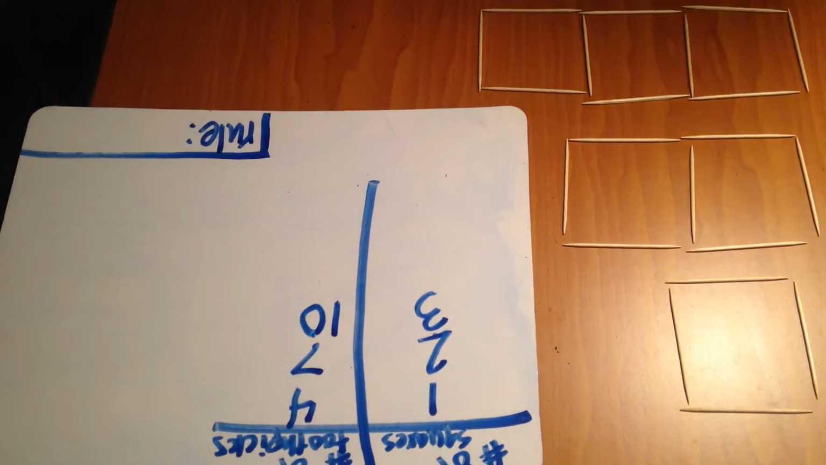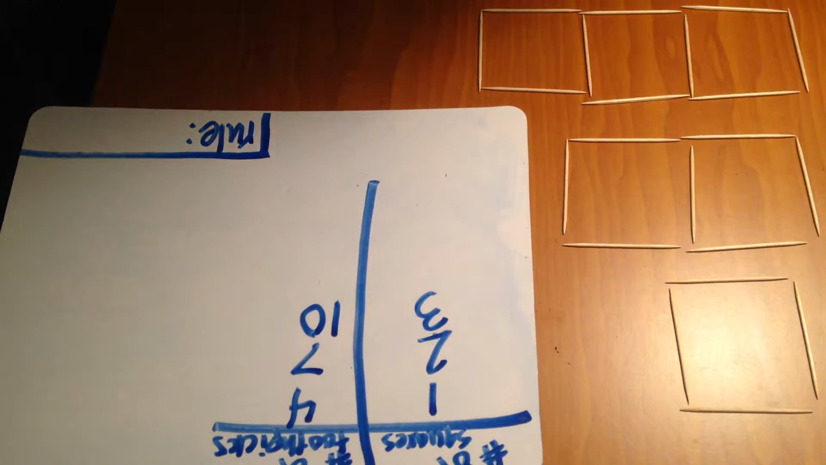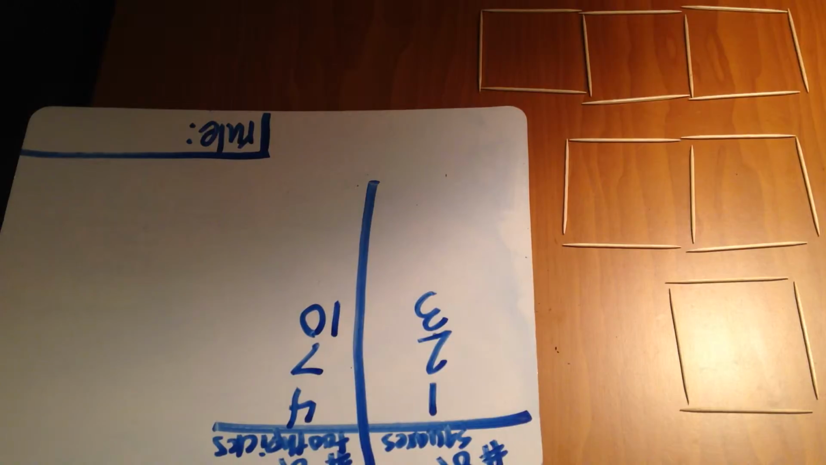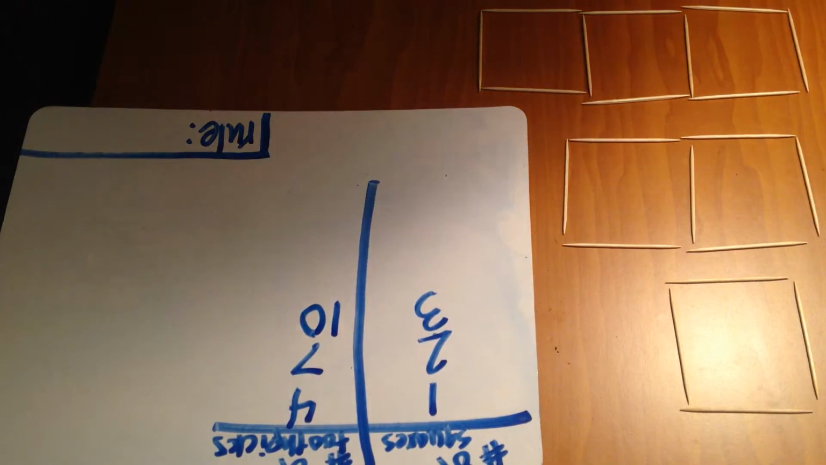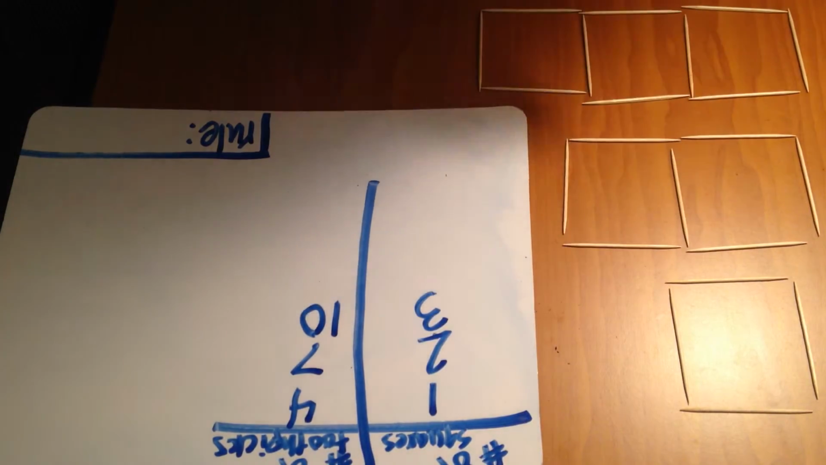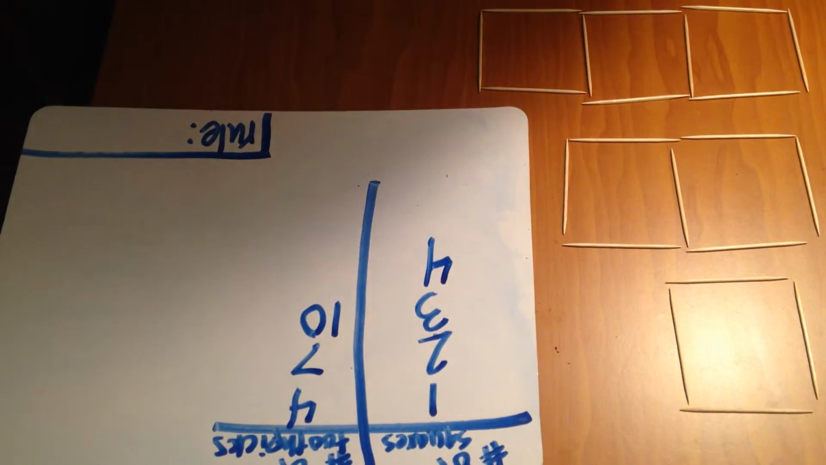And what I can see by looking at my numbers on the right is that they seem to be going up by 3, because I know that 4 plus 3 equals 7, and that 7 plus 3 equals 10. So the pattern that I see here is that they're increasing by 3. So I want to know how many toothpicks there would be if I had 4 squares.